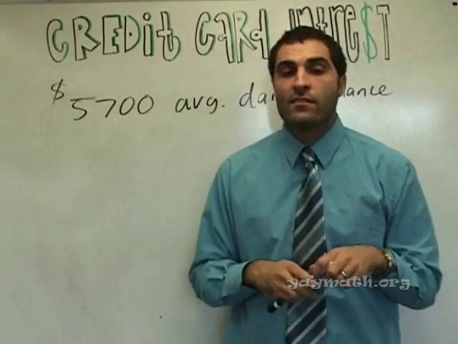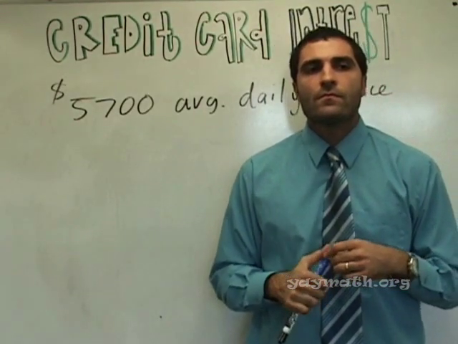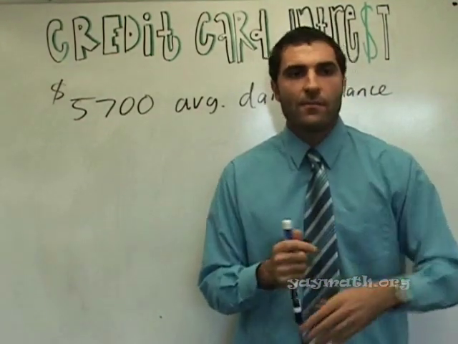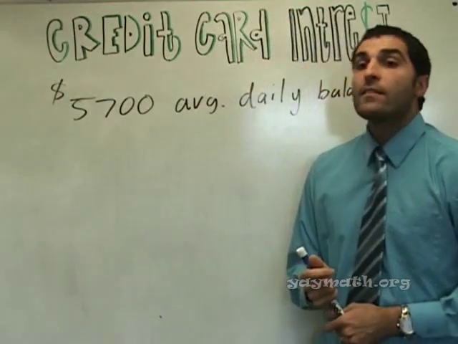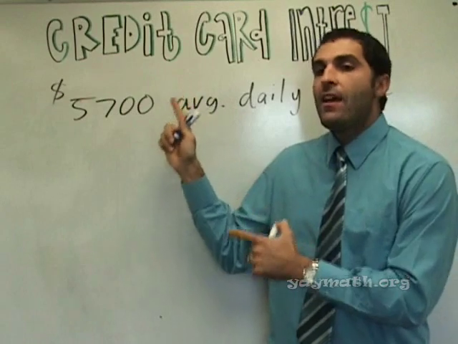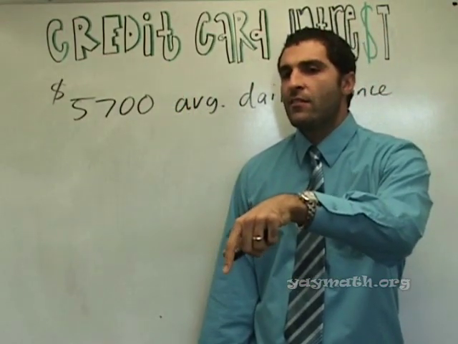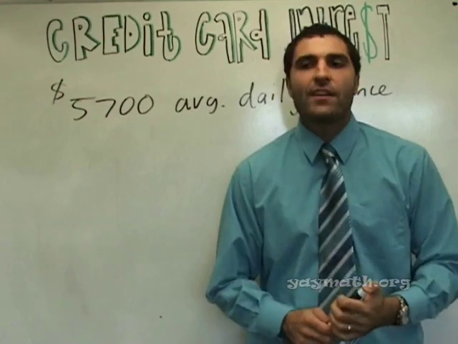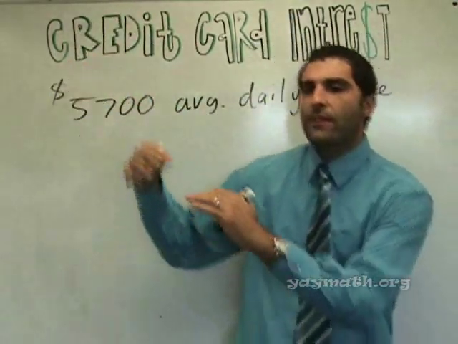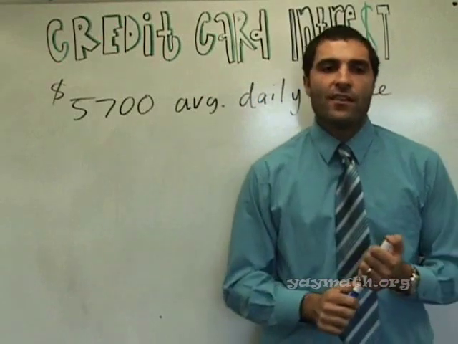So over 30 days, an average of 5,700 was owed to the credit card company. Very good. 7,000 was owed at the beginning, but at the end of the month, how much did we owe? 5,900. Very good. But on average, it went from 7, then to 4, then to 5, then it did all this stuff. So on average, it was 5,700.